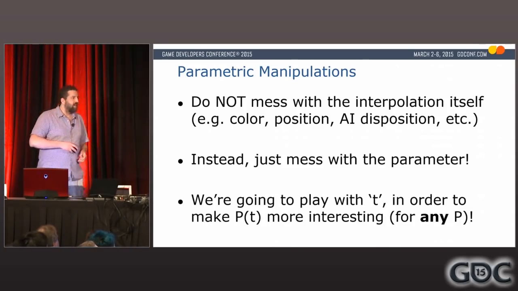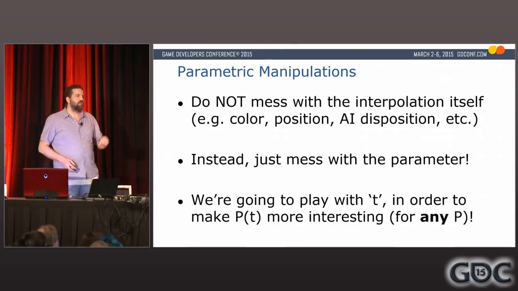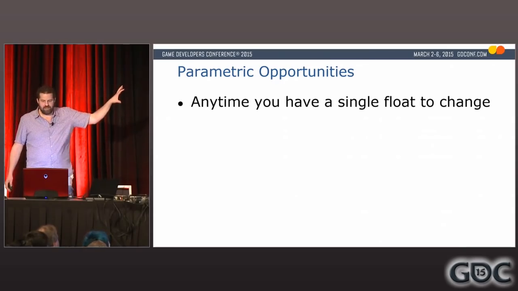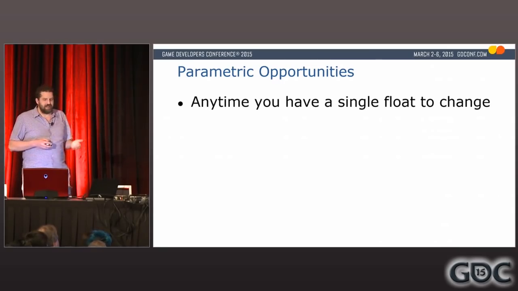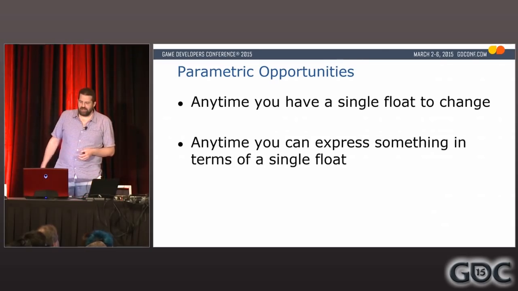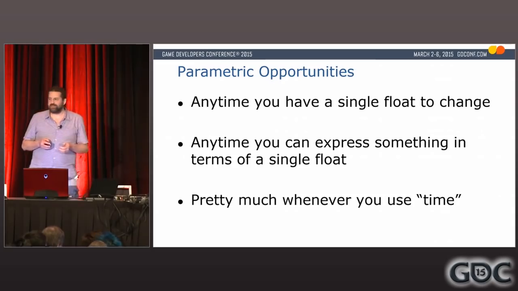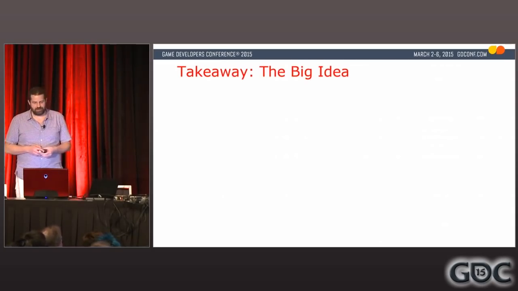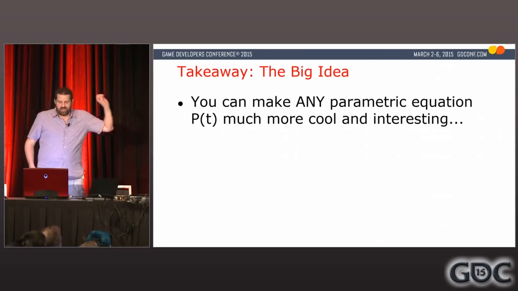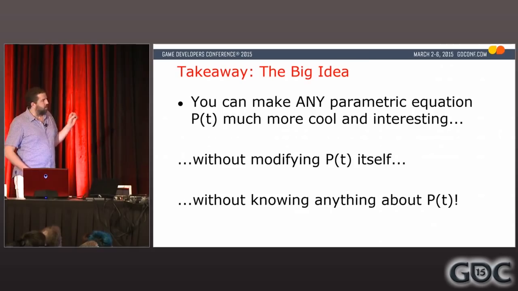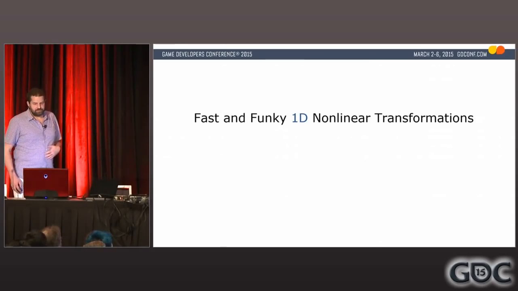And so we're going to make these parametric functions like P, or whatever they are, more interesting, but we're going to do it on the outside. We're going to be doing it by virtue of messing with T itself, right? So when we look for opportunities to do this, pretty much any time you have a single float anywhere, you can apply this stuff. Anything you can express in terms of a single float, and pretty much any time there's time involved at any level, this is an opportunity. So again, the big idea here is you can make any parametric equation much more cool and interesting without modifying the equation or knowing anything about it. You're just messing with T.